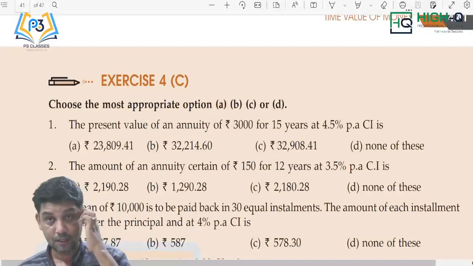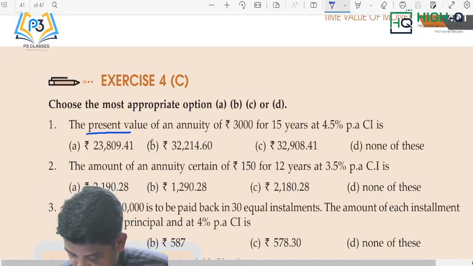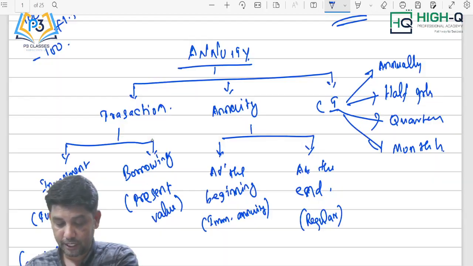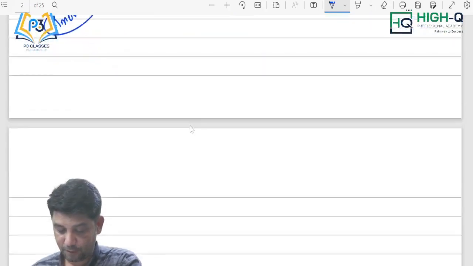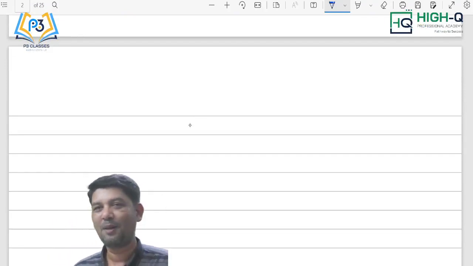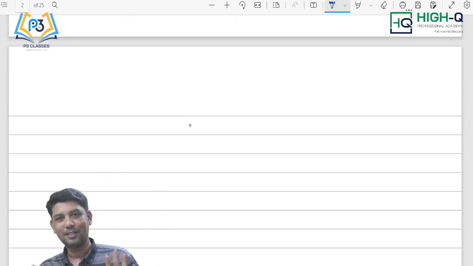So, in this question, read this. The present value of an annuity of 3000 rupees. So, I need to find out the present value. The annuity amount is 3000. Okay, but sir, you have not yet given the formula. Of course, let me give the formula. I forgot. Look at this. First, how to remember the formula. Many people find difficulty in remembering the formula, na? But in this case, you need to remember the formula, my dear.